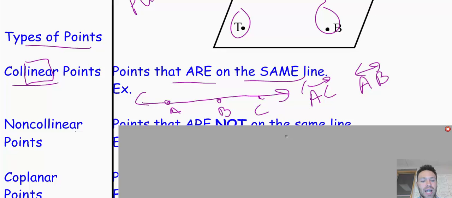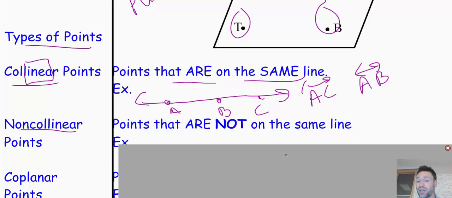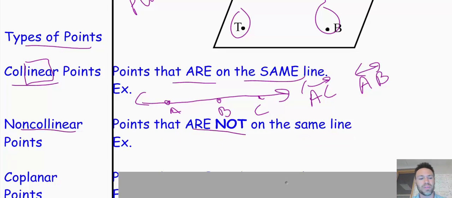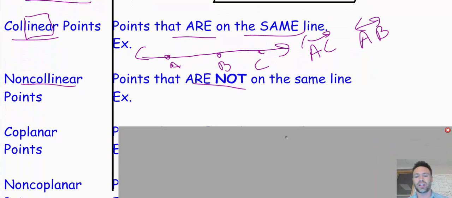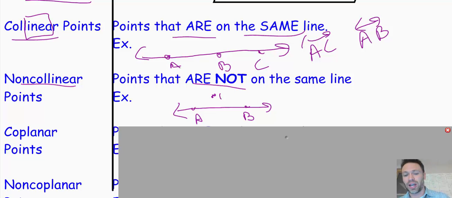Okay? Non-collinear points are exactly what they sound. They're points that are not on the same line. So for whatever reason, the students always have a problem drawing this picture. What I'm going to do is establish a line. So here's A, here's B. And points that are not on the same line are non-collinear, so we'll just put another point that is not on the same line. Then I can say that points A, B, and C are not on the same line.